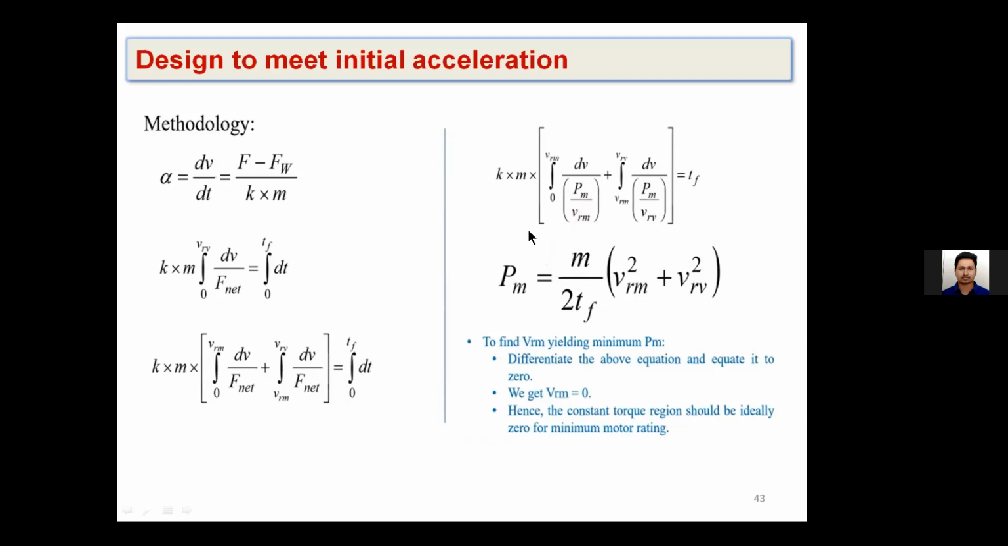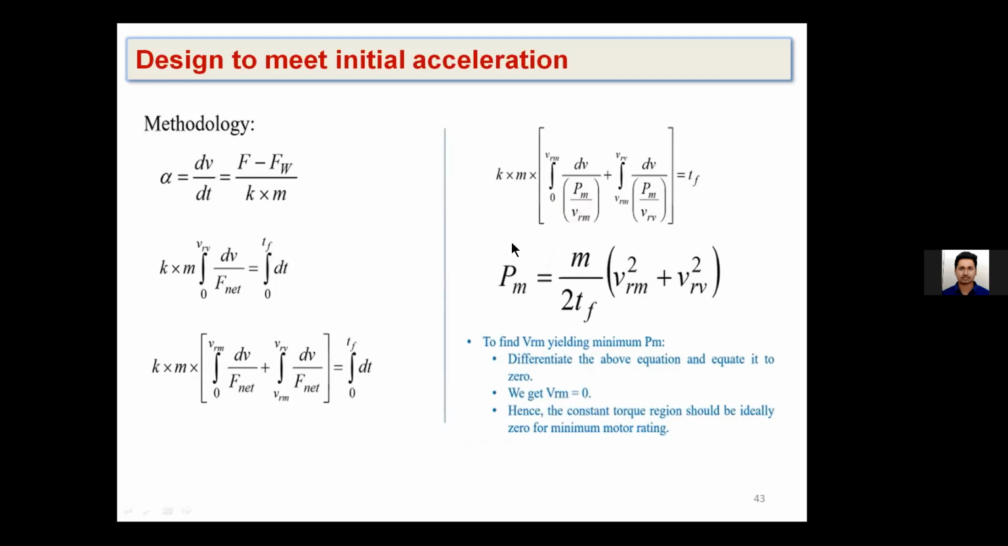So here we are interested in finding out the value of VRM. What is the value of VRM such that the power requirement is low? Obviously, we should design the motor in such a way that it requires a low power rating. See, higher the power rating, higher the cost, and higher the size. So the size and cost are directly dependent upon the rating of the motor. So this particular value we want minimum. I mean, we should select a suitable value of VRM such that the power requirement is low.